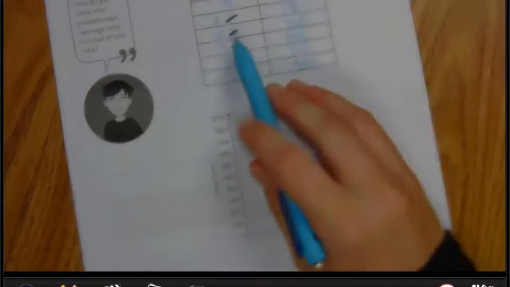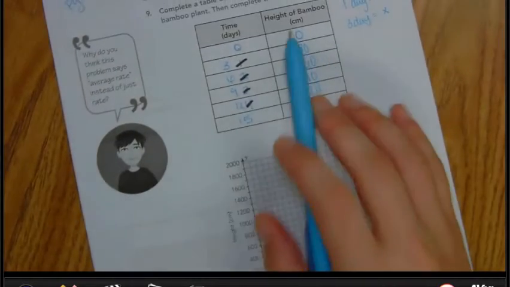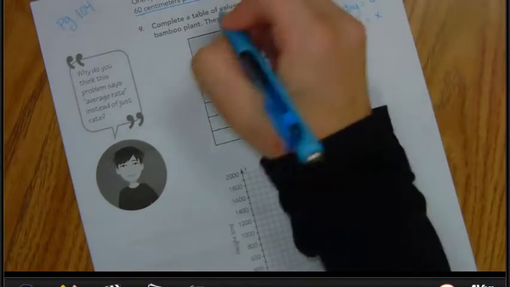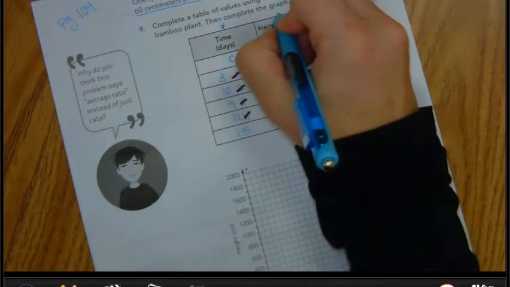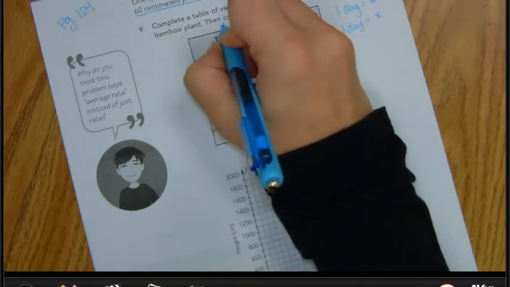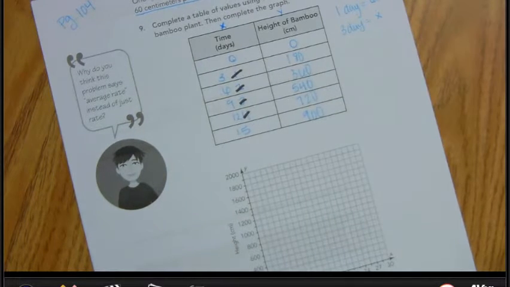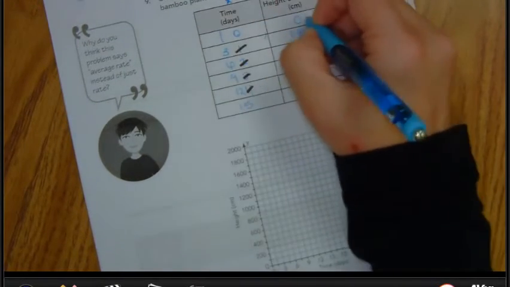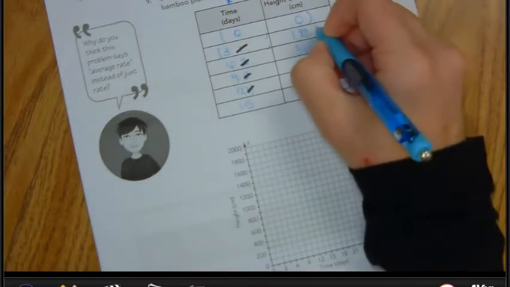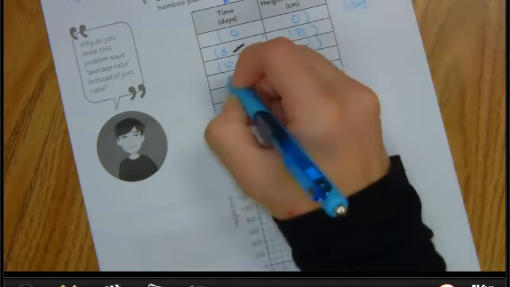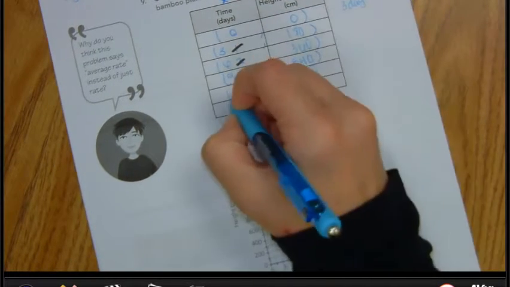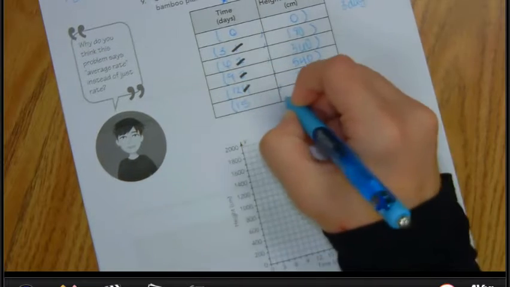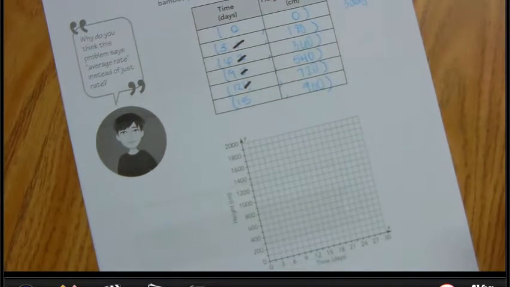Then it's asked to use my table and to graph what I have. So I have 0, 0. Unless you are told otherwise, your X column is always first and then your Y when you're looking at a table. So now I can turn these into coordinate points. Well, I have 0, 0, 3, 180, 6, 360, 9, 540, 12, 720, and then 15, 900.